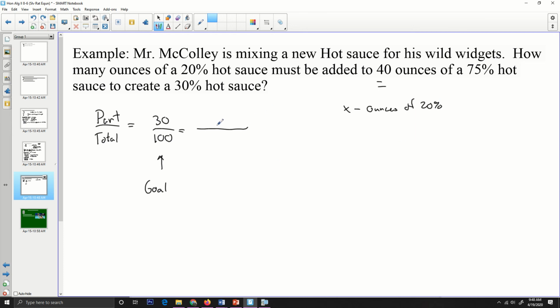We already have 40 ounces of 75% sauce. So the hot part of that would be 40 times 0.75, and then to that we're going to add x ounces of the 20% sauce, 0.2x. The total would be not the part that's hot, but the total that we're adding, which would just be 40 plus x. So again, it's part over total. And our goal is to get 30 over 100. So this is what we have.